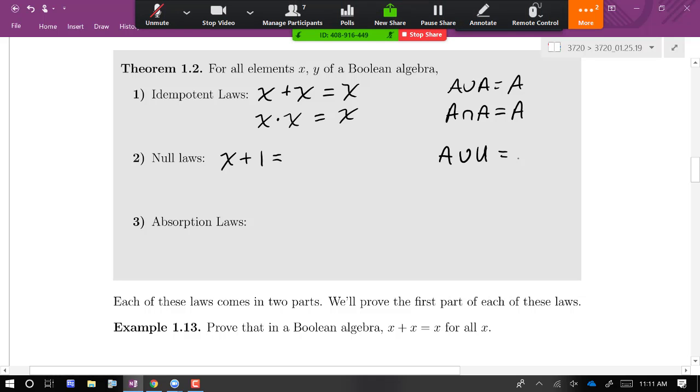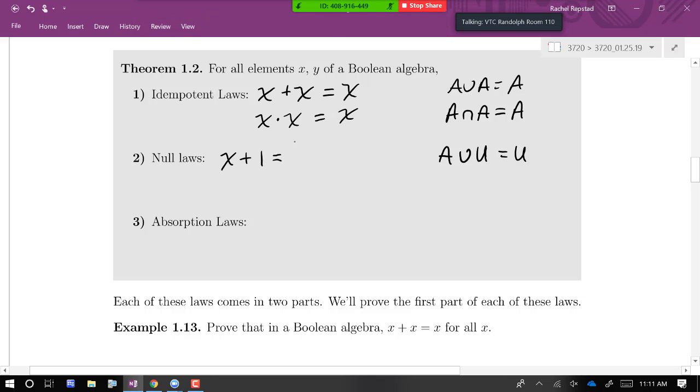Yeah, you're going to get everything, right? We're going to get the universe. So now let's bring that back to the other equation. X plus 1 equals what? 1, yeah.